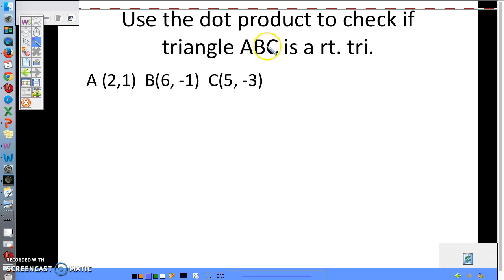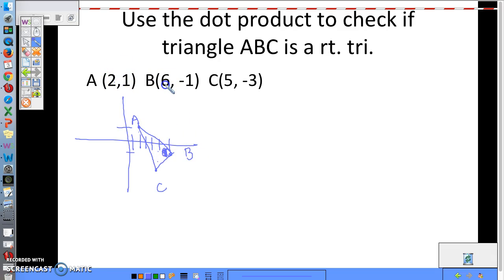So we're going to see if this is a right triangle, and we're going to use the dot product. We've got to figure out some vectors here. We have 2, 1. That's A. 2, 3, 4, 5, 6. Negative 1, so that's B. And C. 1, 2, 3, 4, 5. 1, 2, 3. So to use the dot product, oops, we don't know if that's right or not. It looks like it is. We have to make these vectors.